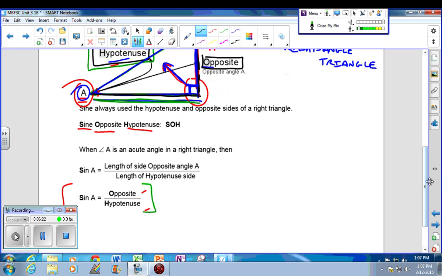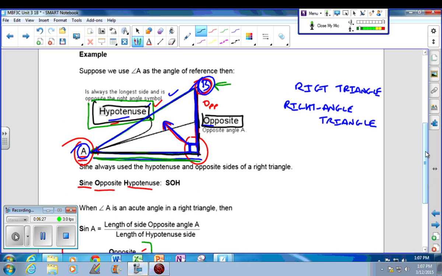the sine, which is the opposite divided by the hypotenuse. So the sine of a particular angle. Now, the other thing about right triangles is that the hypotenuse is always the longest side in the triangle, always, and it's always the side that's opposite the right angle symbol, the box. So if you were sitting on that little box and looking out over the triangle, the side you'd see across from you is always going to be the hypotenuse.